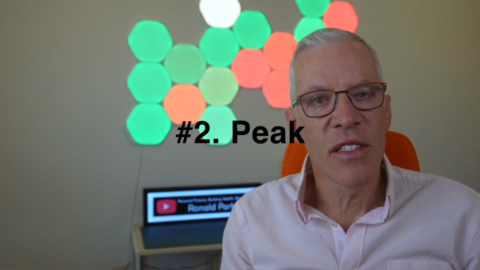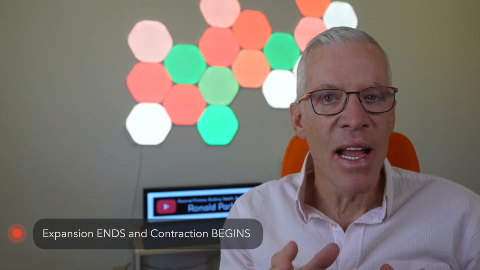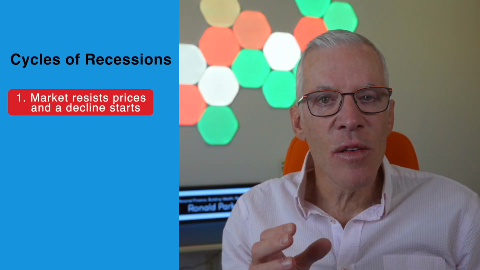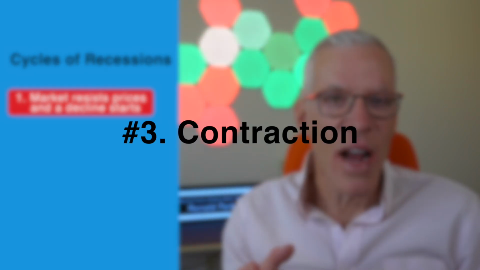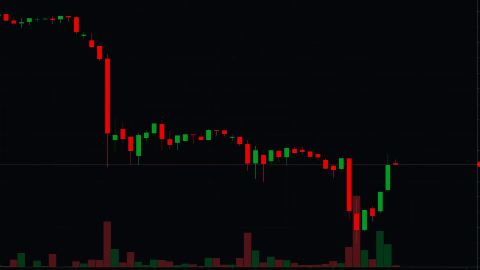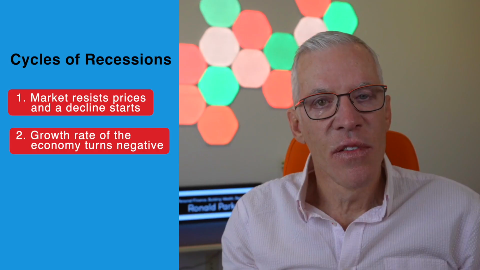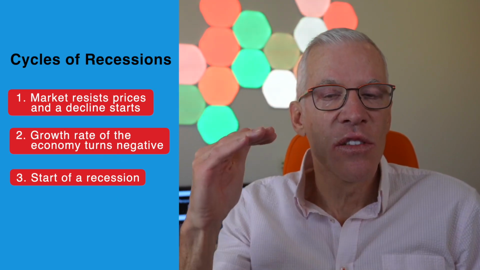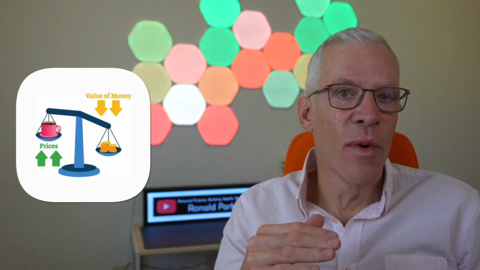Okay, number 2, the second phase. The second phase of the cycle is known as the peak. This is the time when expansion ends and contraction begins. As the market resists any higher prices, a decline begins, and this is the beginning of the third or contraction phase. The growth rate turns negative if it lasts long enough, which can create a recession. And you've seen that. We have cycles of recessions where production output is going down and prices are going up, and therefore we have a recession.